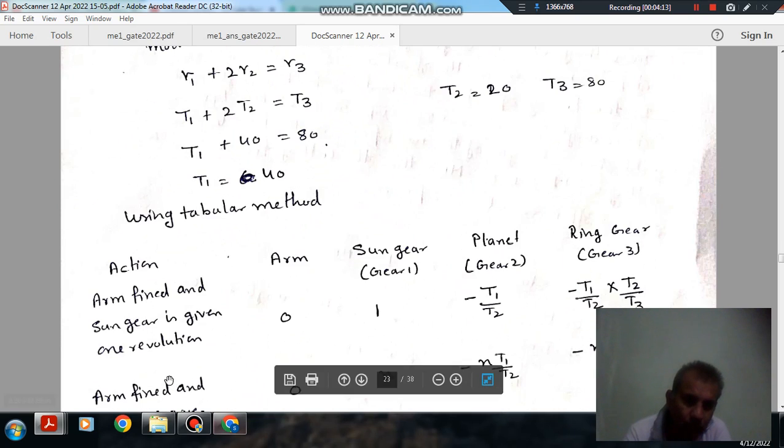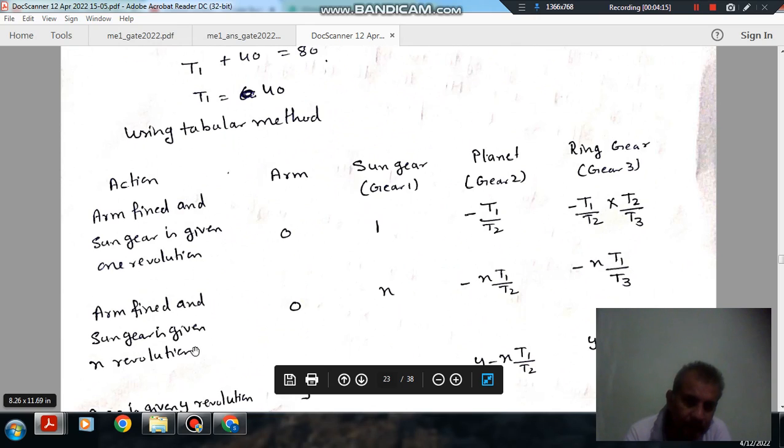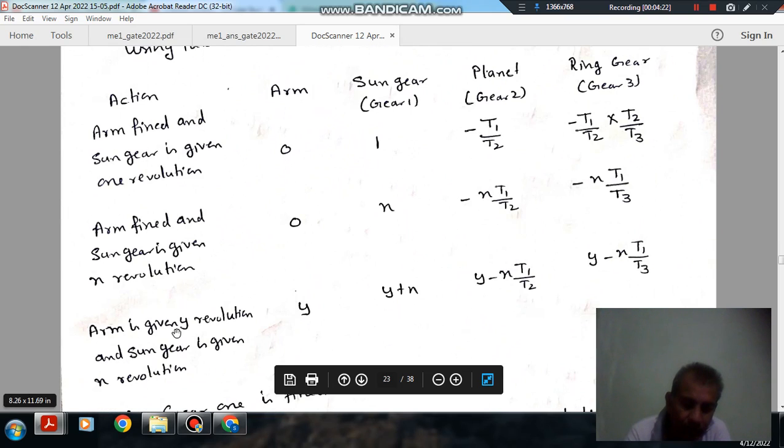Okay, now if the arm is fixed and the sun gear is given x revolutions, just keep it 0 and multiply by x. Now the arm is also given y revolutions, so it will be y plus x, y minus x T1 by T2, and y minus x T1 by T3.